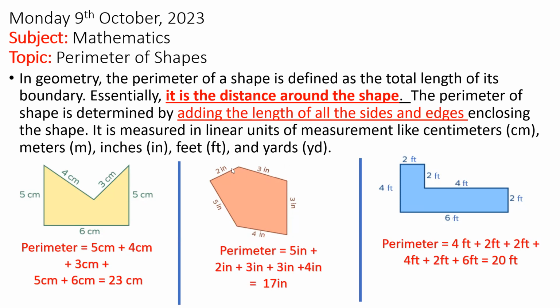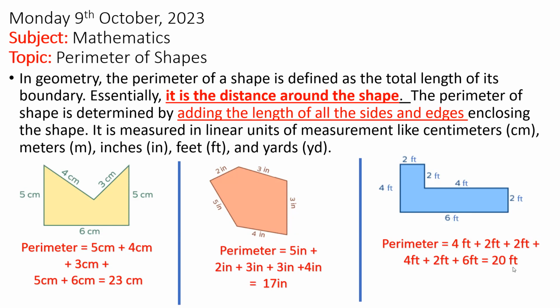Notice that this one is inches. And so since it was inches, we put inches here. By the way, you do not have to write this yet. Don't write this down. This was yesterday. I'm just reviewing. I'll tell you when to write. And then for this one, we have 4 feet, 2 feet, 2 feet, 4 feet, 2 feet, and 6 feet. We were able to find the perimeter of that shape just by adding all of those side lengths together, and we got 20 feet.